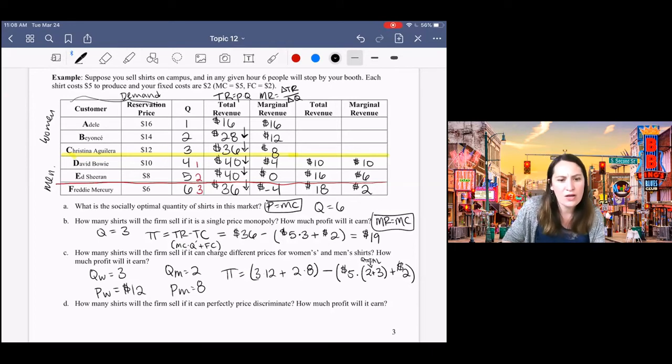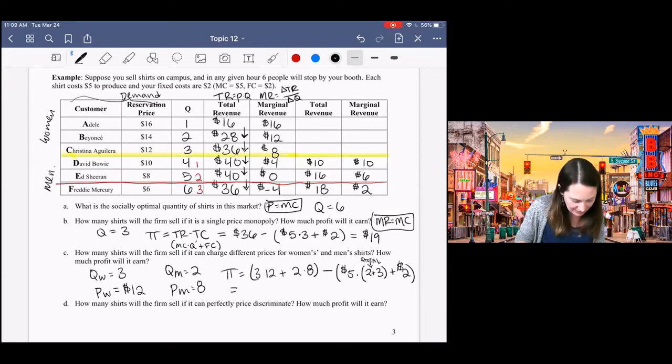Okay, so the biggest mistake people make here is that they add the fixed cost twice, because they calculate profit separately for each group, including the fixed cost both times. But you don't need to pay the fixed cost twice. You only pay it once. You pay the same amount no matter how much you produce. So just make sure that you're only including your fixed cost once here, and you should be fine.